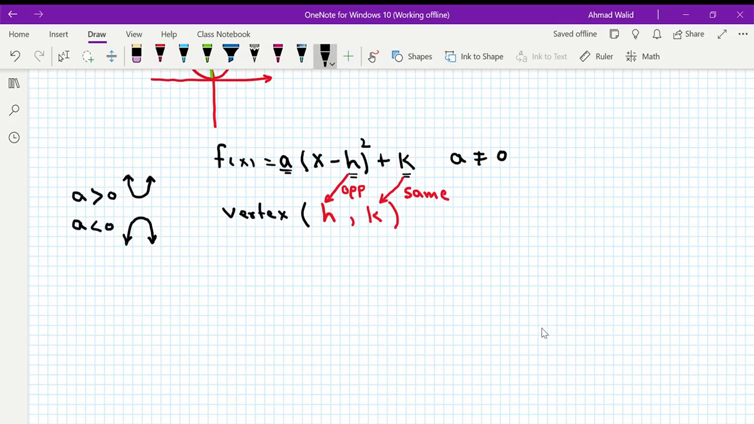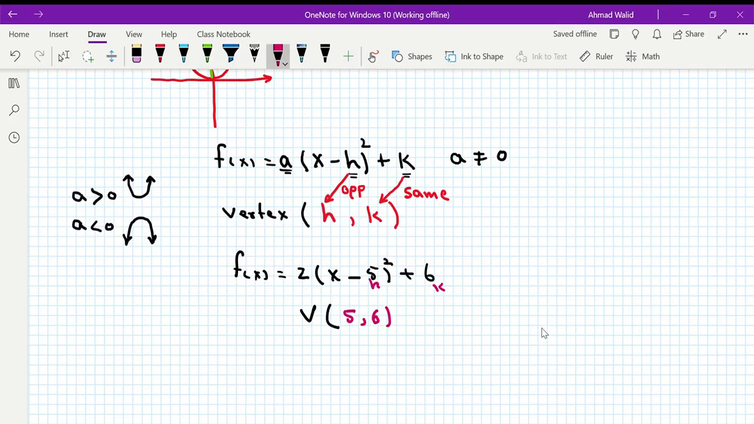What does it mean? Let me show a numeric example for you. f of x equals 2 times x minus 5, squared, plus 6. If I ask you where the vertex is, this number is your h, and this number is your k. I choose the opposite sign for h, it means 5, and the same sign for k, 6. I'll say the vertex of this function is at 5, 6. Correct?